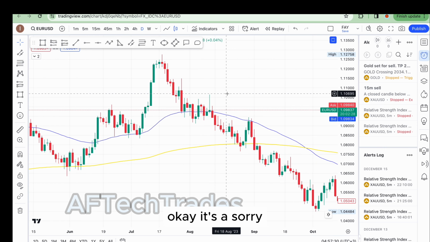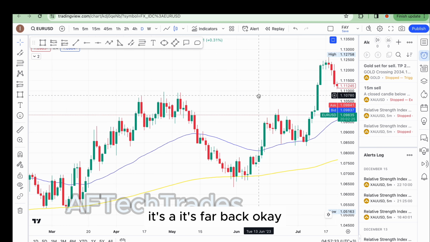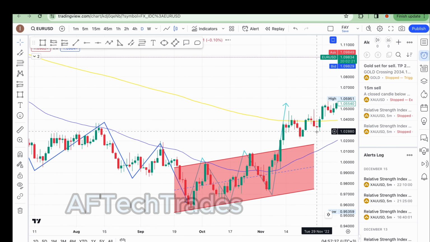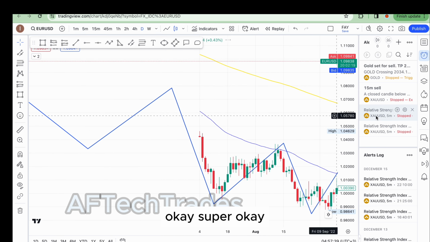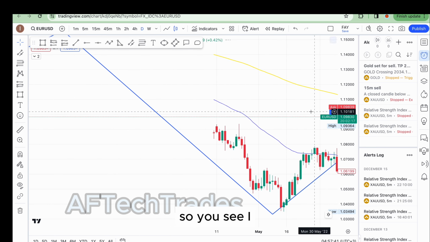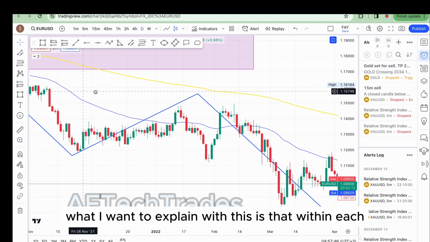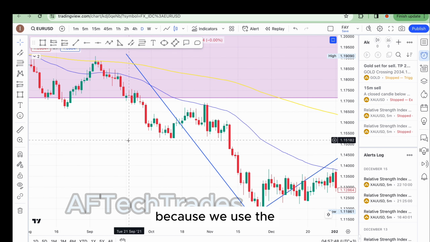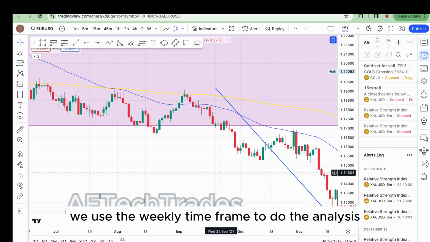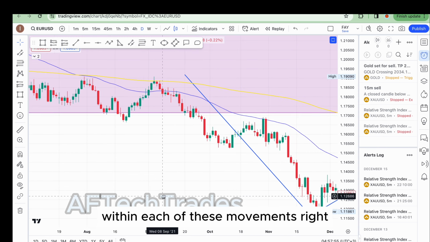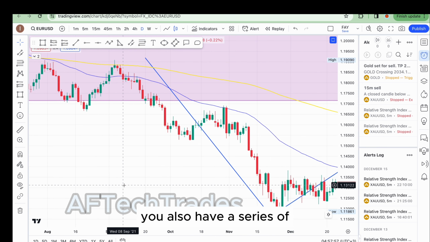Okay, sorry, it's far back. Okay, yeah, here it is. Okay, super. So you see, what I want to explain with this is that because we use the weekly time frame to do the analysis, within each of these movements you also have a series of smaller waves happening in between.